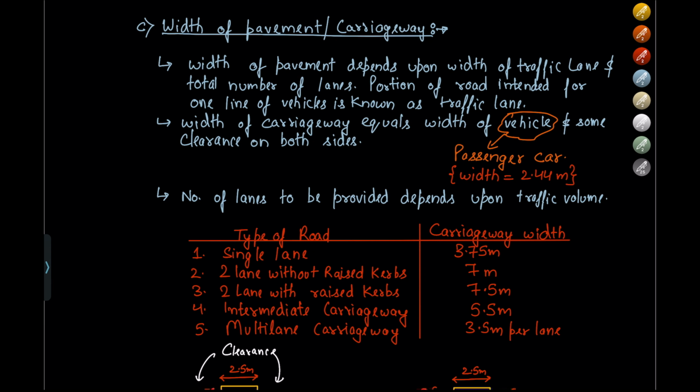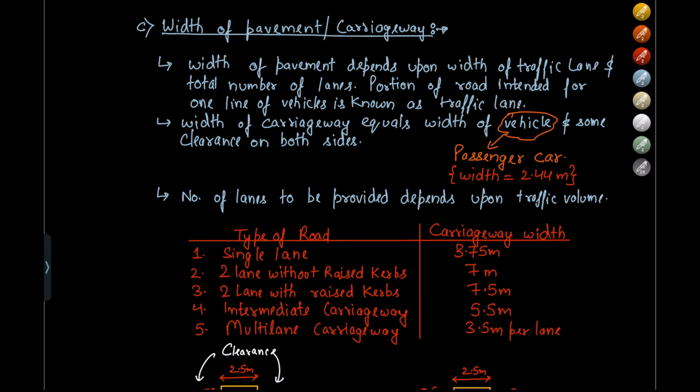Today we are going to look at the further topics. Since we were studying the cross-sectional elements, we are here looking at the third of it, that is the width of the pavement or carriageway. The width of pavement depends upon the width of traffic lane and the total number of lanes.